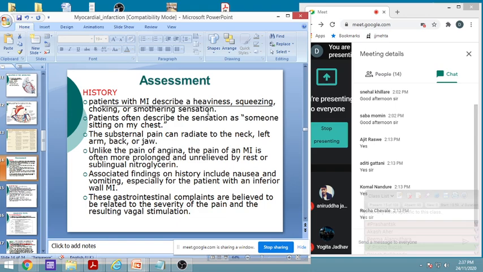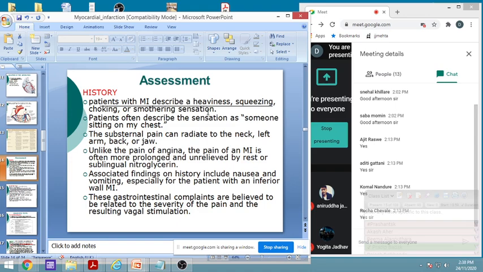Unlike the pain of angina, the pain of MI is more prolonged, and it is unrelieved by rest or sublingual nitroglycerin. This is a very important difference, because angina pain is because of vasoconstriction, and it can be taken care of, as there is only a demand-supply problem. Here it is not so. Demand may not be increased. Supply was going normally, but all of a sudden there is a blockage, there is obstruction.